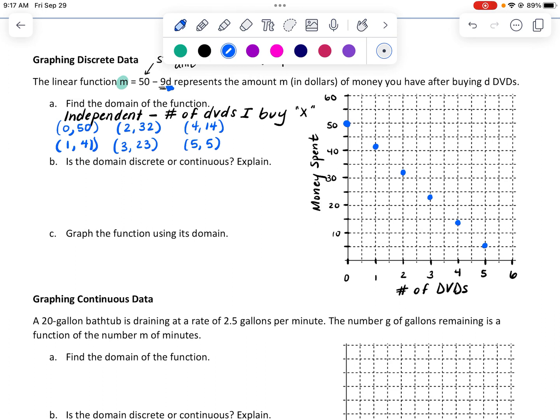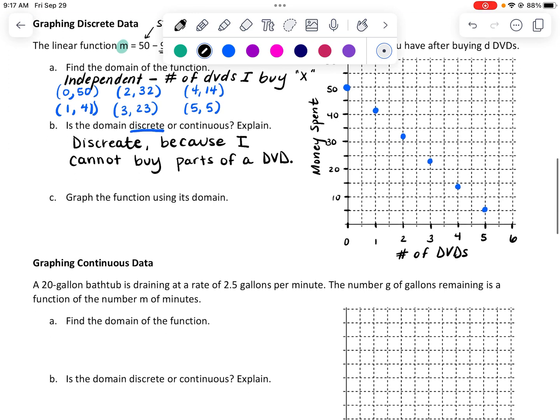And I can't buy 6 DVDs, I would run out of money. And I should not connect this line because it is discrete. It's discrete because I cannot buy parts of a DVD, right? You're not going to go into the store and say, I would like half of the Avatar movie or whatever. Okay, and then we already graphed it, so that looks pretty good.